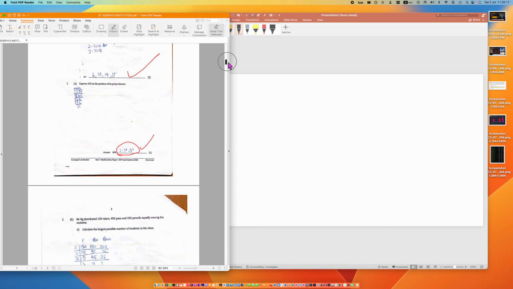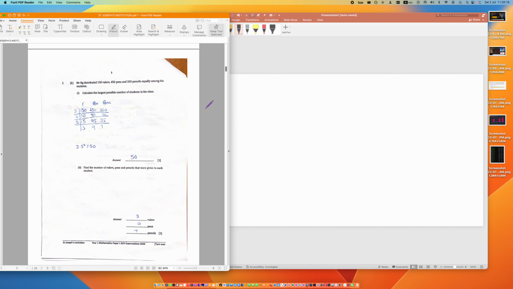So like I say, you are here to make progress, to improve. So next, it says distributed rulers. Calculate the largest possible number of students in this class. Okay, good. Very good. So basically you find the HCF, right? Highest common factor. Find the number of rulers that were given to each student.